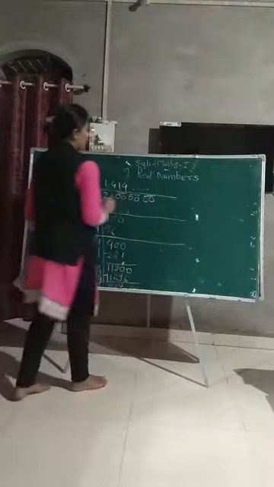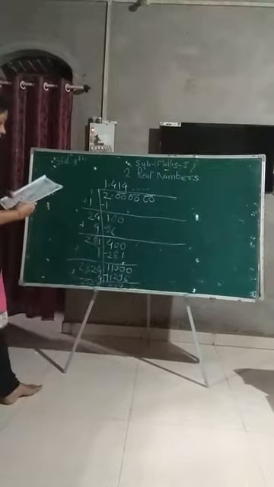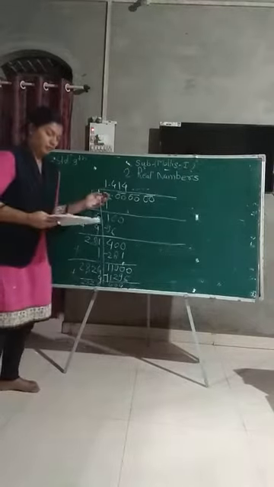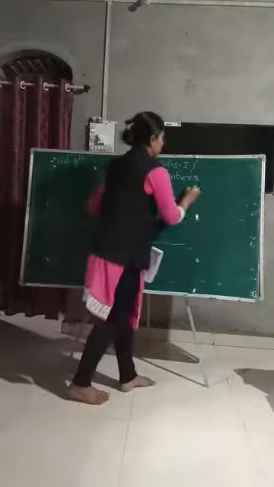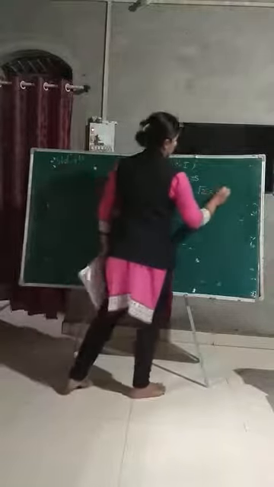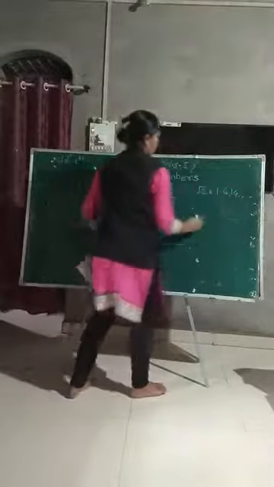In this way, we get the square root of 2. Therefore, the square root of 2 is 1.4142, and so on.